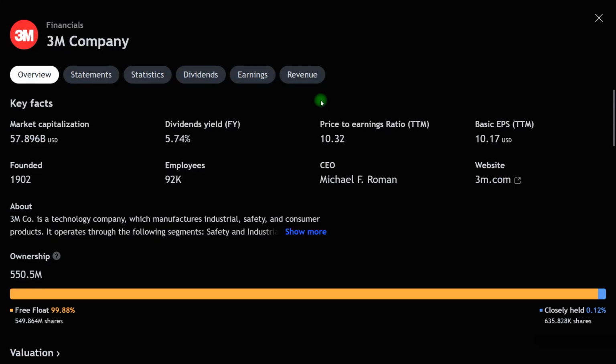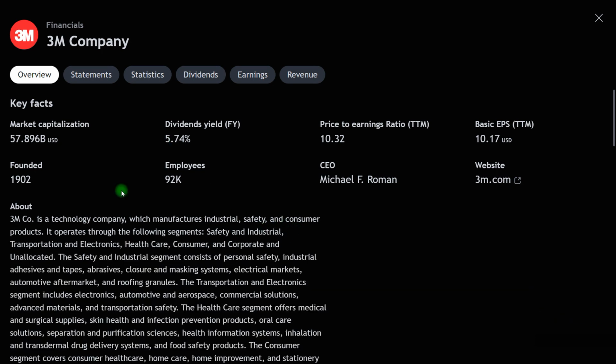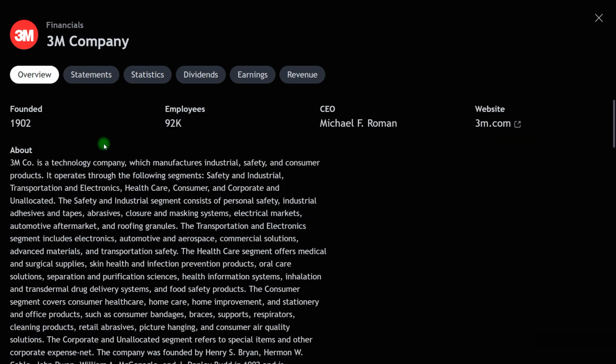So let's have a look at the fundamental parameters. We see a market cap of 57 billion bucks, dividend yield 5.7%. 3M is a technology company which manufactures industrial, safety and consumer products. It operates throughout the following segments: safety and industrial, transportation, electronics, healthcare, consumer, and corporate.